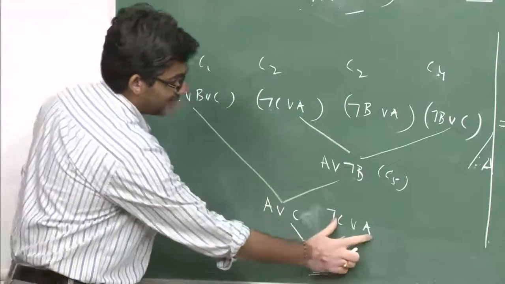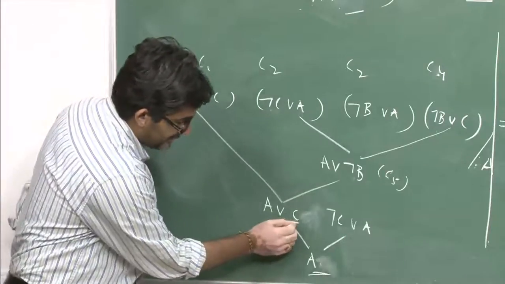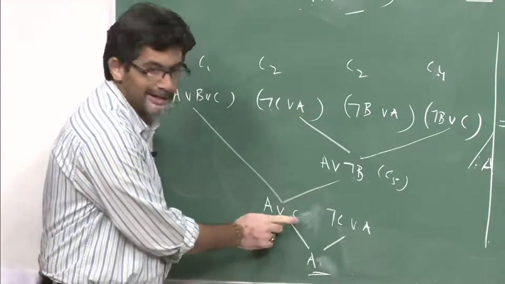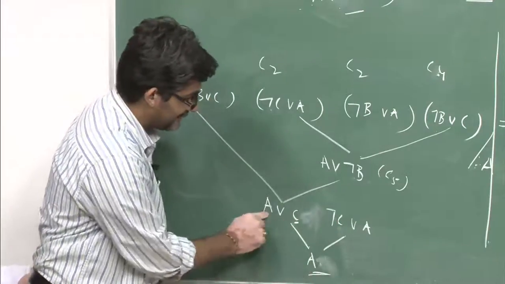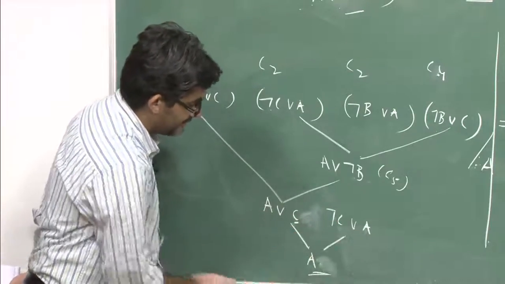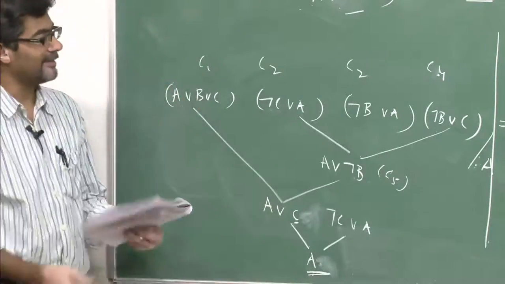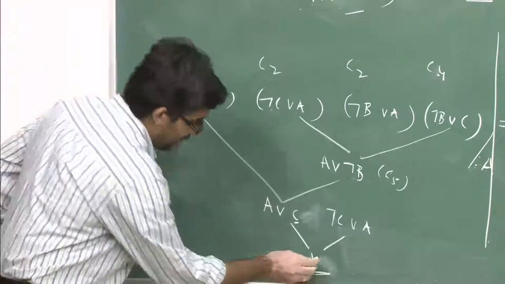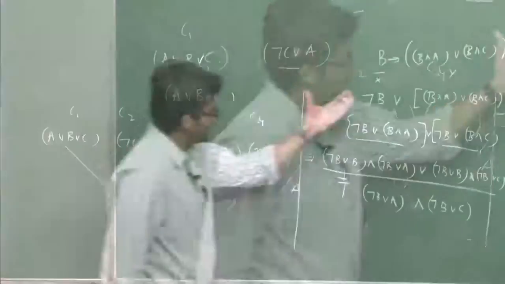And now once again you apply the resolution principle on this particular kind of thing concerned with the literal C. Whenever you have a literal C and its negation, it cancels, annihilates, then what is left here is A or A. So A or A, in order to avoid redundancy, we get A. So A is the one which we got as an outcome of all these propositions.